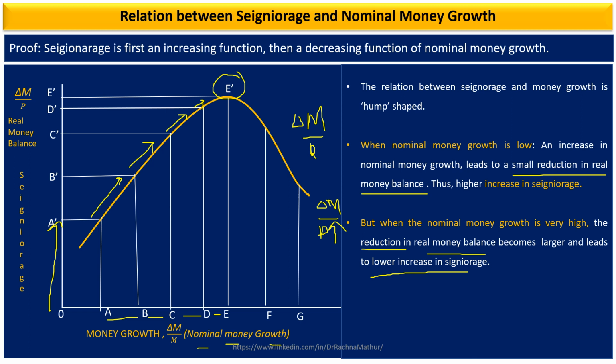But if there is a further increase in the nominal money growth beyond E, this leads to a fall in the value of seigniorage. So beyond E, a further increase in the nominal money growth decreases seigniorage.